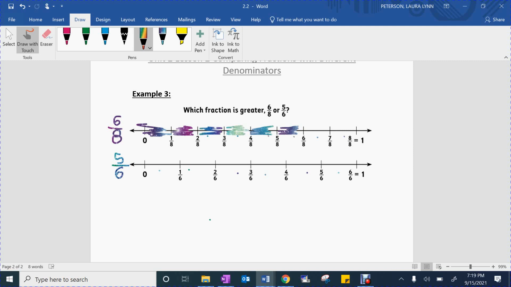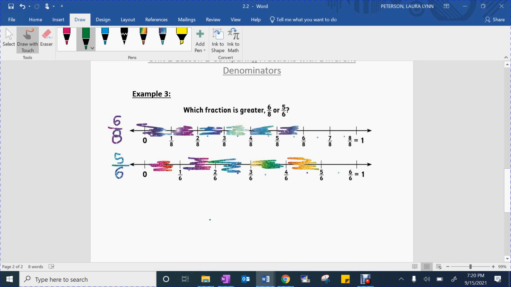So let's start coloring now. 1, 2, 3, 4, 5. Ooh, this is a tough call here. Let's take a minute. Let's think which fraction got shaded the most. So which one got colored in more? Was it 6/8 or was it 5/6? Take a minute to think about that. Which one got shaded more?